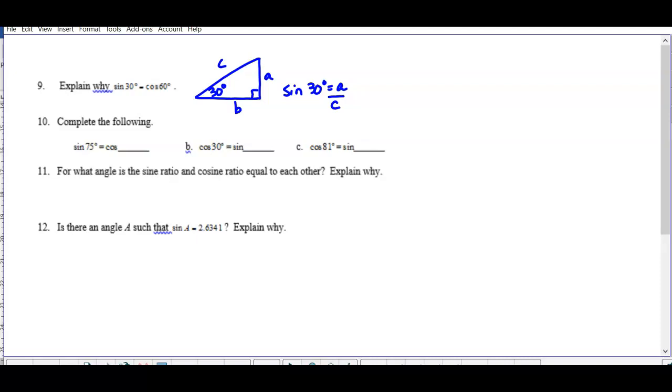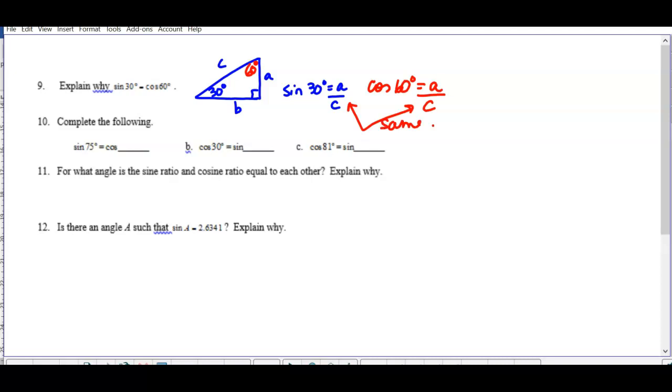Okay, now what's this other angle in here? This is a 30, 90 triangle. This is going to be 60 degrees here. Well then cos of 60 degrees is adjacent, which is A, over hypotenuse, which is C. And these are the same.